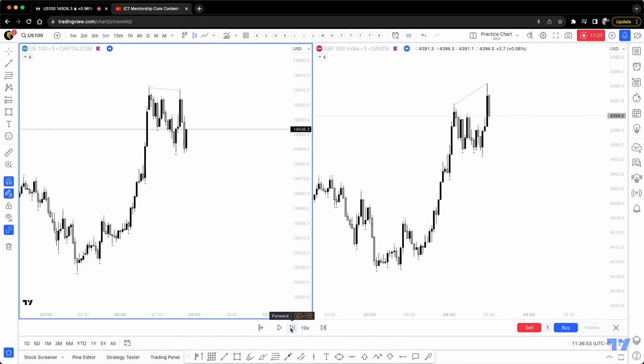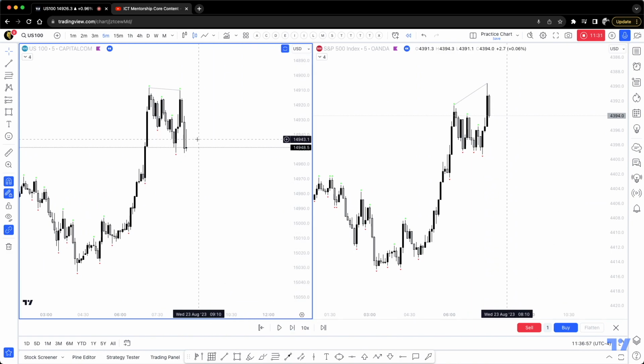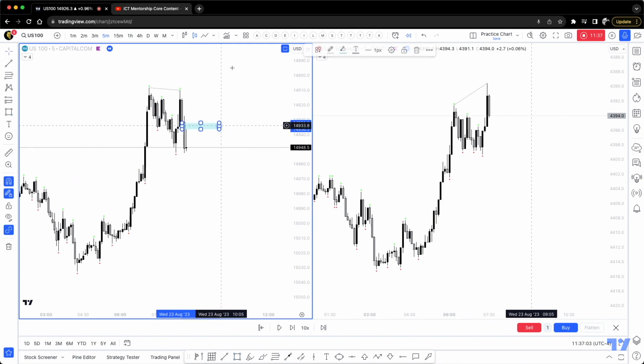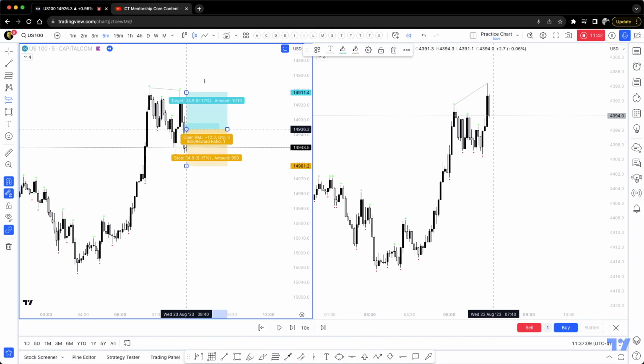Boom. You see that huge displacement, and you see that first fair value gap that was formed right there. Nice fair value gap. Okay, at that very moment, you can actually place your sell limit.